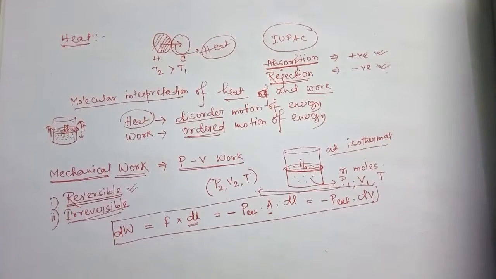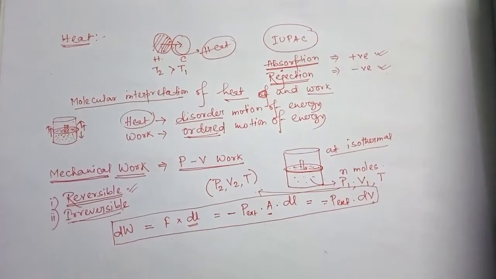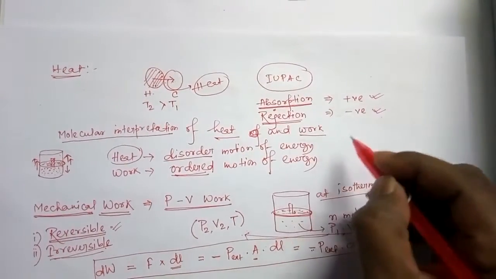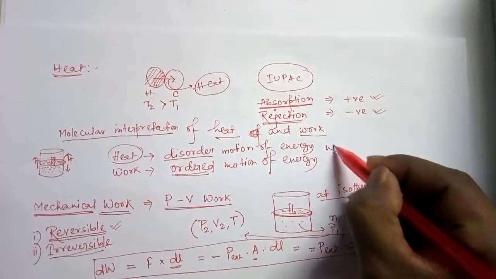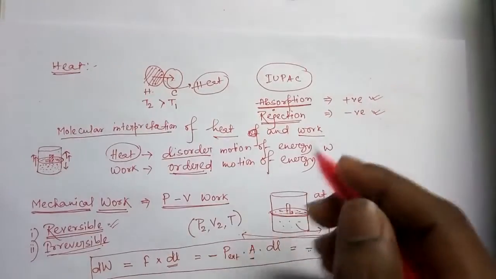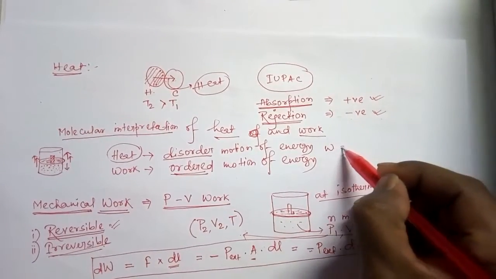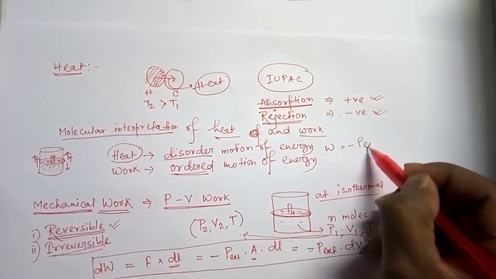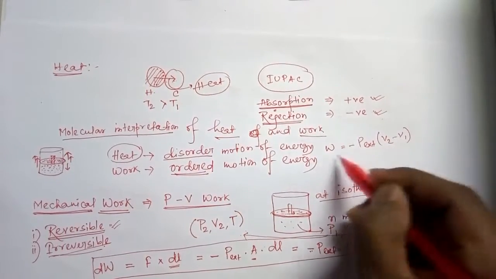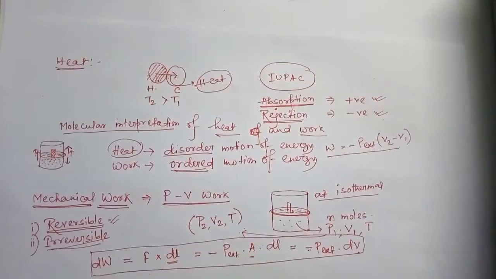Now why is this negative sign used? Suppose for expansion or compression, we can write the full expression as W equal to minus P external into V2 minus V1, like that only. Then what happens?